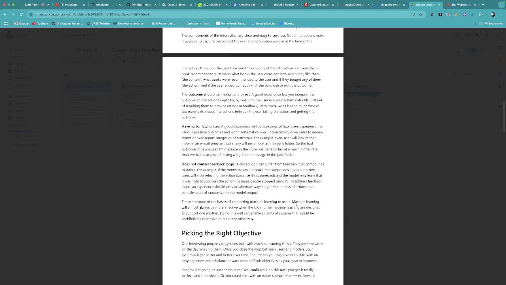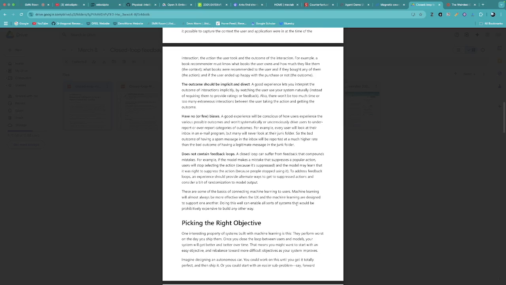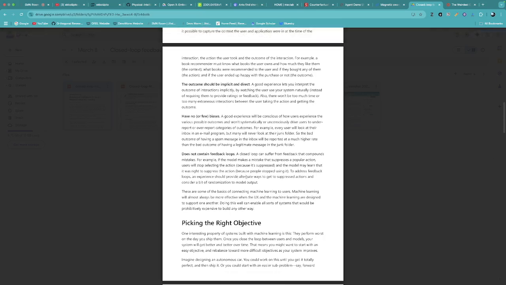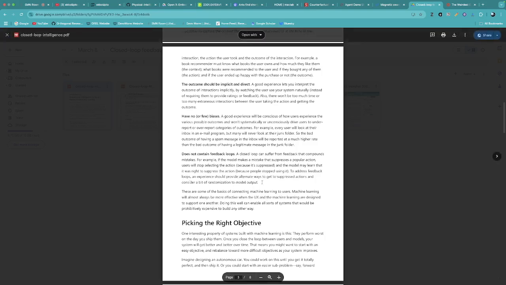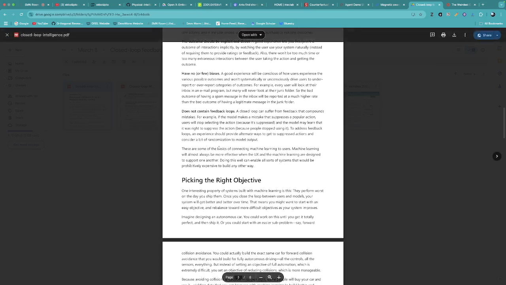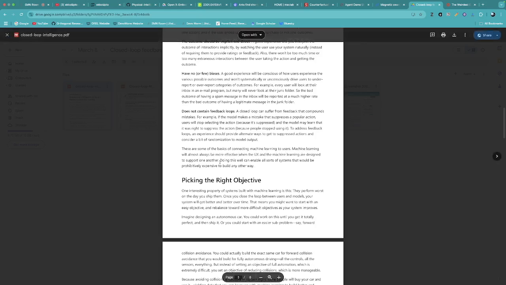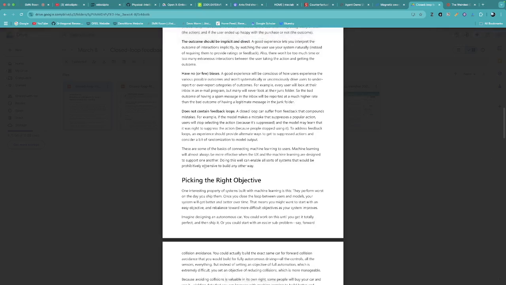It's interesting because we think maybe of more feedback being better. But to address feedback loops, an experiment should provide alternate ways to get suppressed actions and consider a bit of randomization to model input. There are some of the basics connecting machine learning to users. Machine learning will almost always be effective when the UX and machine learning are designed to support one another. Doing this well can enable all sorts of systems that would be prohibitively expensive to build any other way.